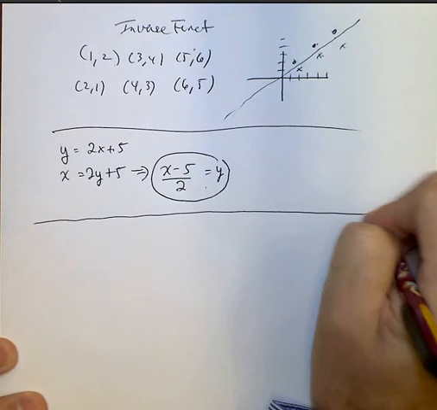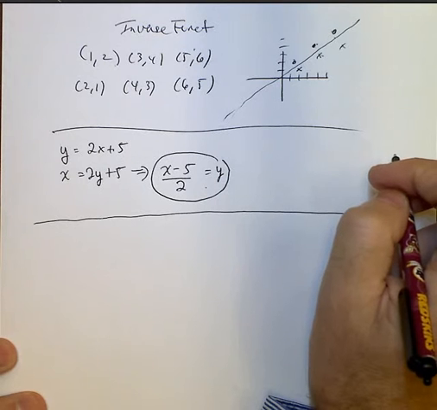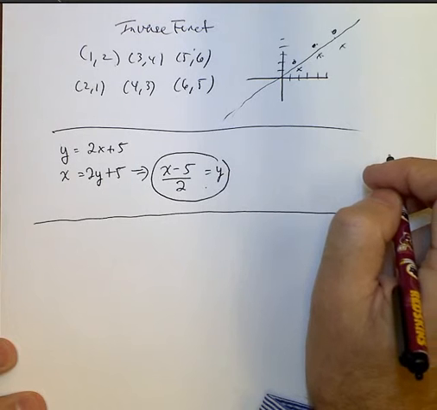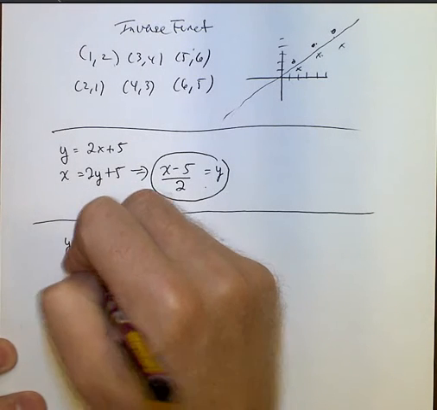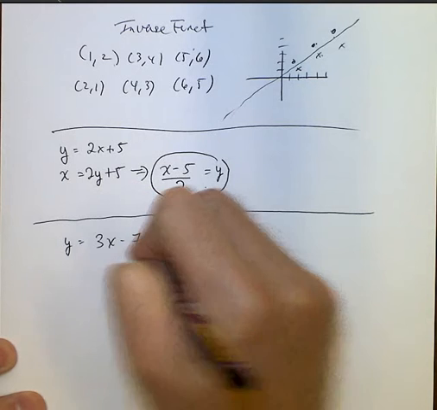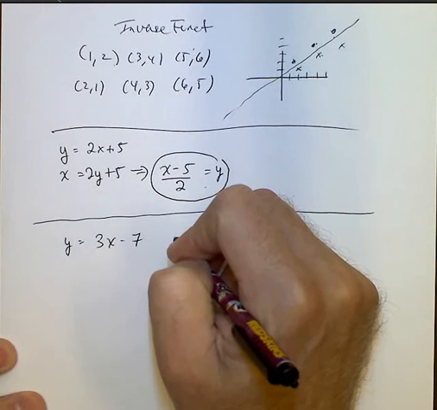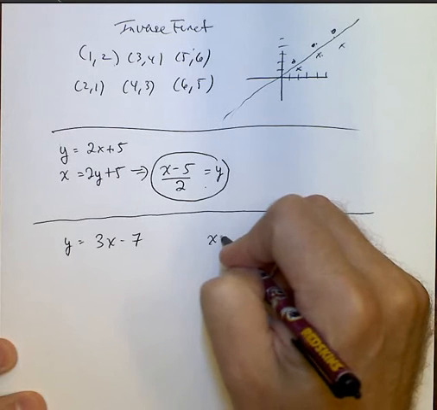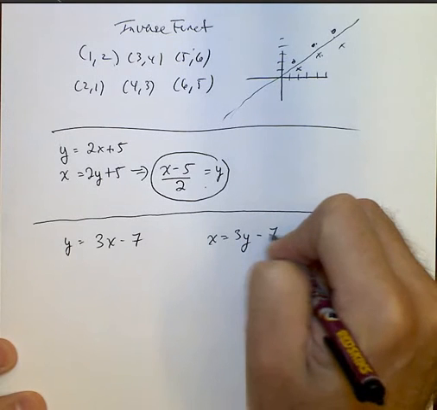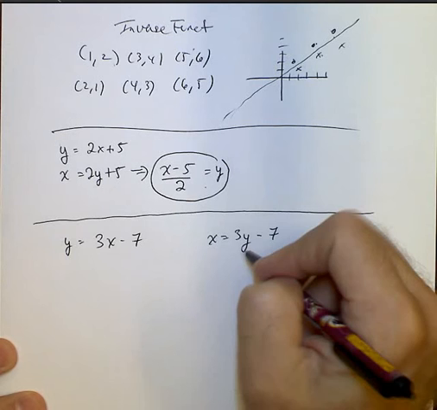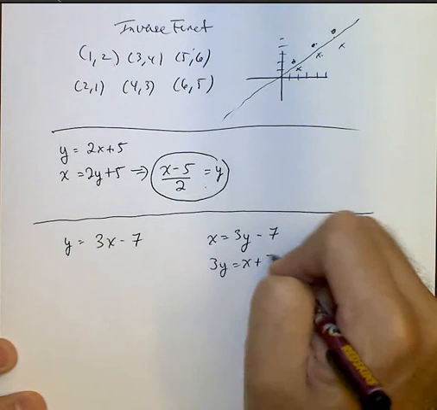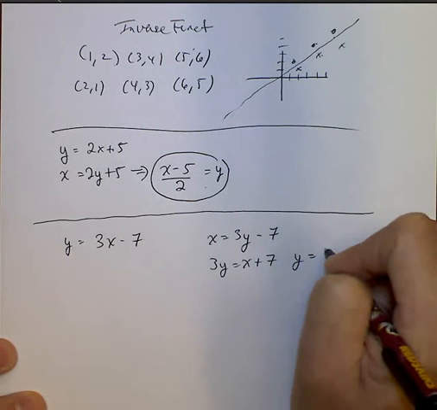There's a way to prove whether two functions are inverses of each other. Let me give you another example. If I said y equals 3x minus 7, let me find the inverse and I'll show you what I mean. I'm going to quickly find the inverse of that function. We switch the x's and the y's, and we get 3y equals x plus 7, so y equals (x plus 7) over 3.